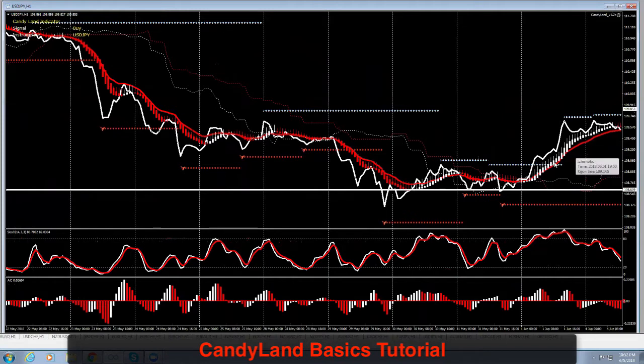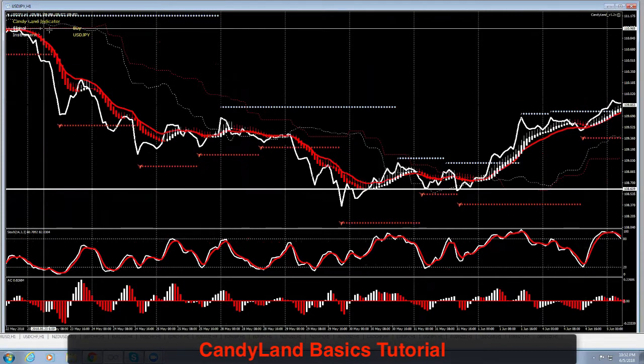Lots of pips. How many pips was that? My God, yeah, that was a nice amount of pips. That was hundreds and hundreds of pips, no question, all the way to here. Wow.